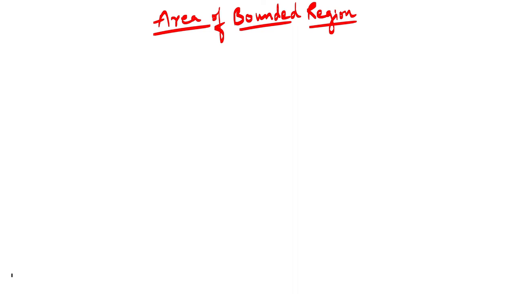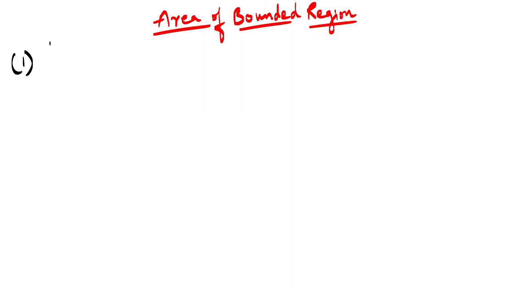Now the next topic is area of bounded region. CAT has been testing regularly every year from this topic, and all are direct questions. Just apply the formula and you'll get the answer. There are certain shortcuts to deal with the questions that come under area of the bounded region. Just apply these shortcuts and you can get any answer within 10 to 15 seconds. So what is the first one?